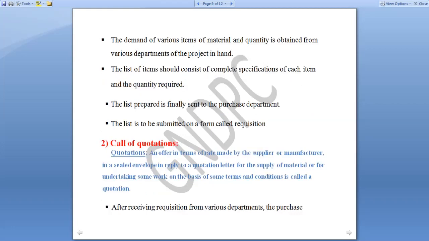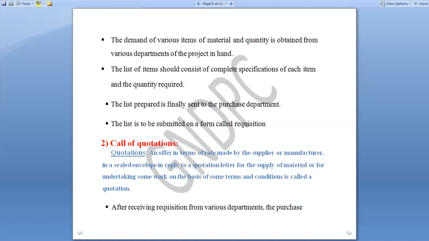Now, requisition is basically the demand of various items of material or quantity, which is obtained from different departments of the project in hand. The list of items should consist of complete specifications of each item and its quantity required. After the list is prepared by the department, it is finally sent to the purchase department, and the format on which it is submitted is known as a requisition form.